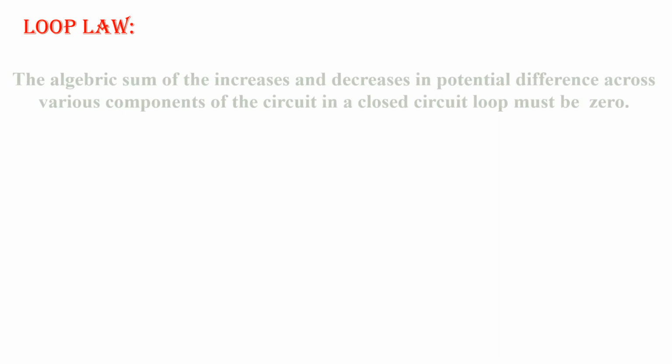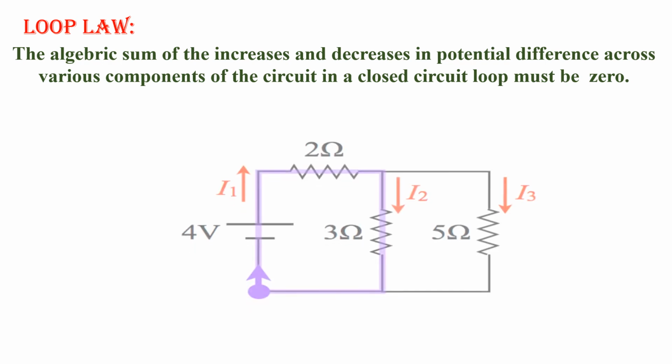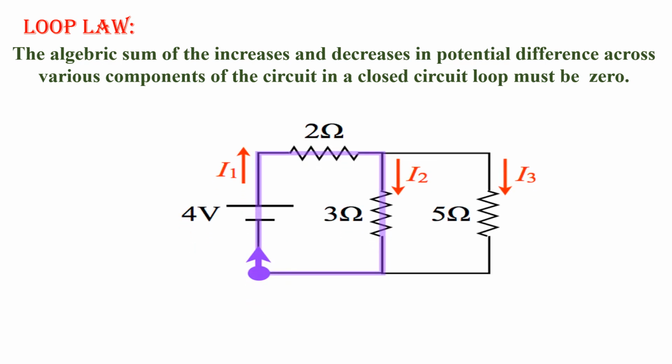Now the second one is loop law. What is that? The algebraic sum of the increases and decreases in the potential difference across the various components in a closed circuit loop must be 0. This is loop law.